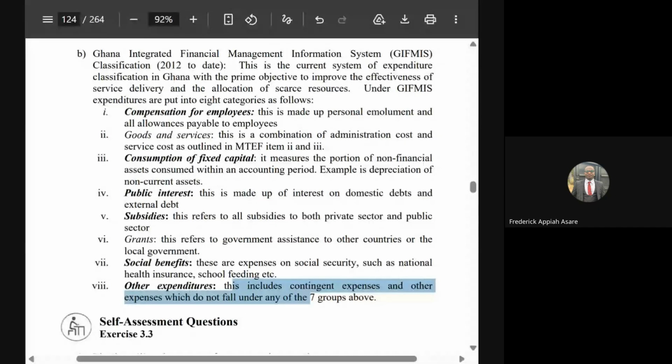Please take note, because in your exams, if you bring any other expenditure basis without using this, they will mark you wrong. They won't even go and check anything.